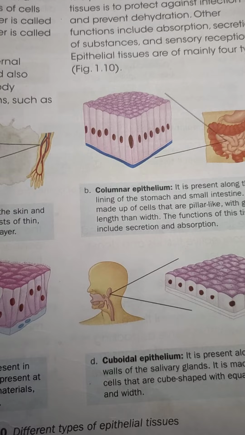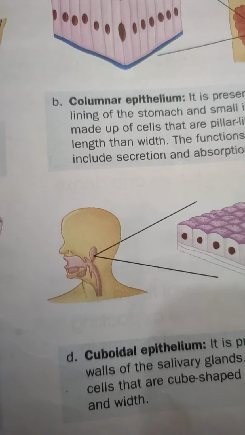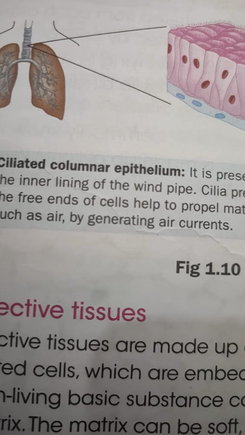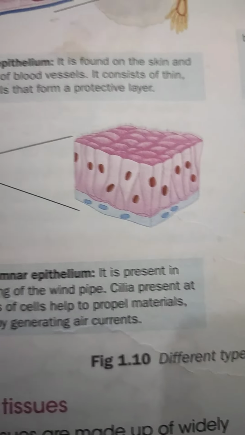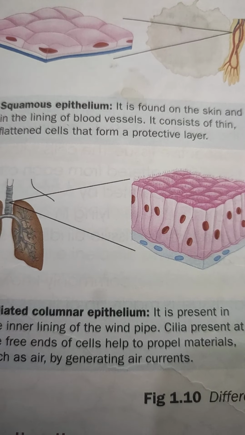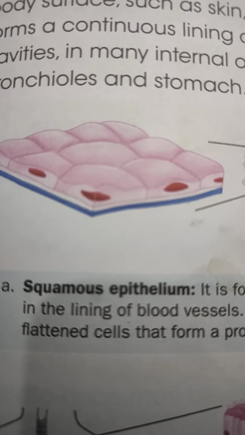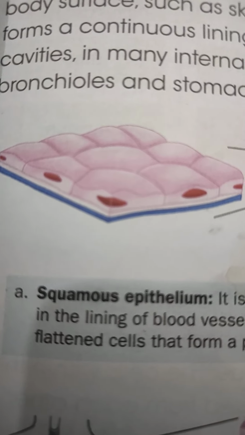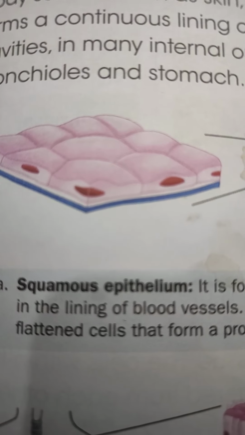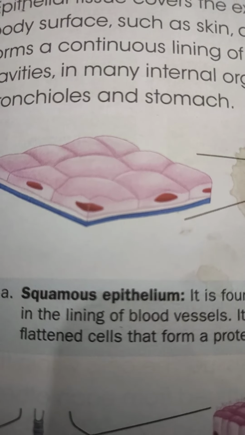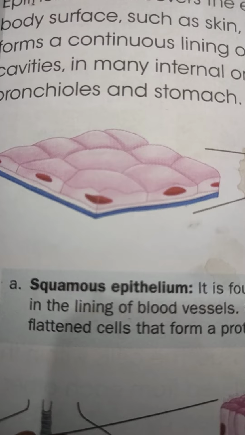Epithelial tissues are further categorized into four categories: squamous epithelium, columnar epithelium, ciliated columnar epithelium, and cuboidal epithelium. Squamous epithelium cells are flattened, as you see here. They are flattened, polygonal, and closely fitted together. They just look like tiles of a floor, because they are compactly packed and flattened.